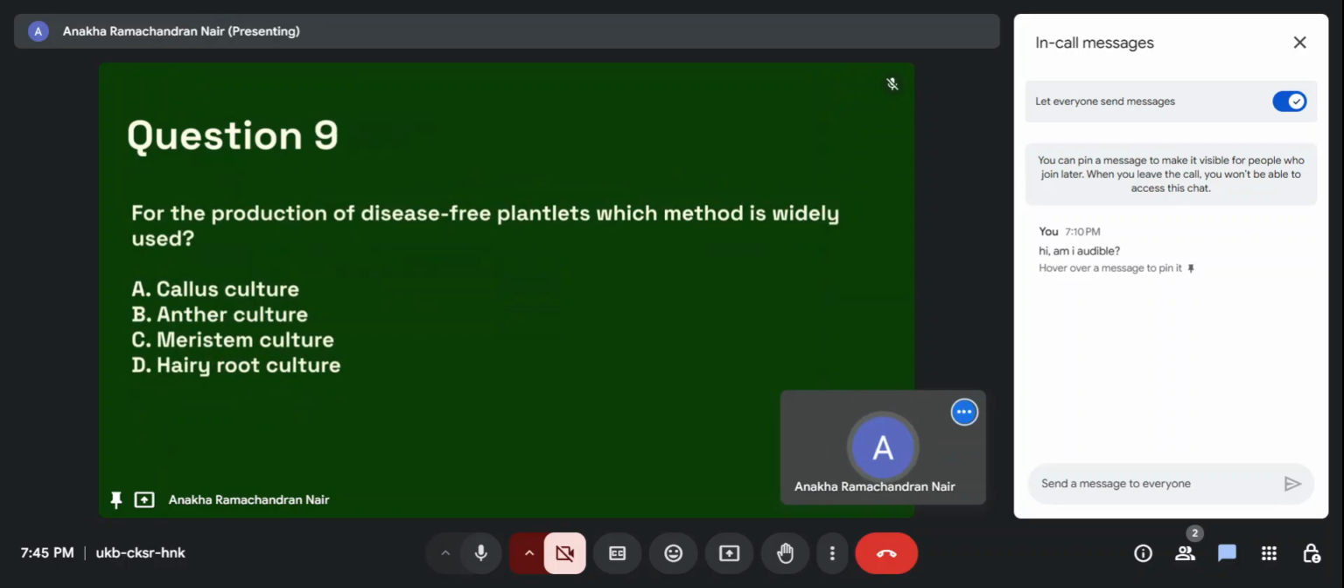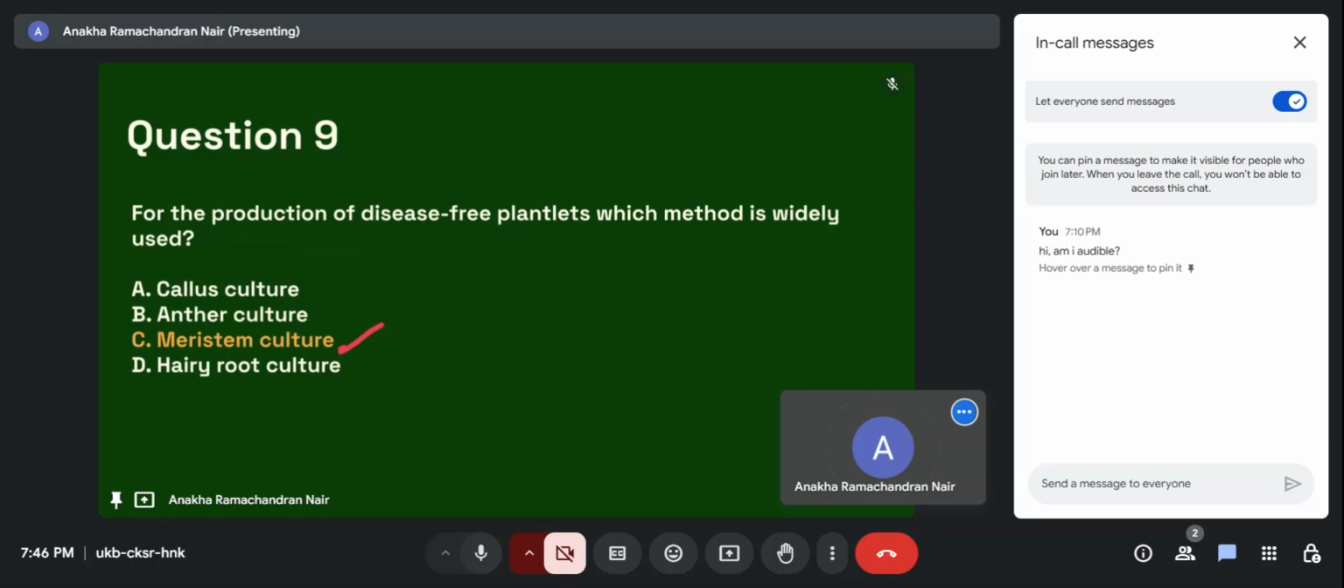Question number 9 is, for the production of disease-free plantlets, which method is widely used? There are four options given to you. Option A is callus culture, option B is anther culture, option C is meristem culture, and option D is hairy root culture. So you have to find from the four options which is used for disease-free plantlets. Let's see what the correct answer is. The correct answer is meristem culture, right?